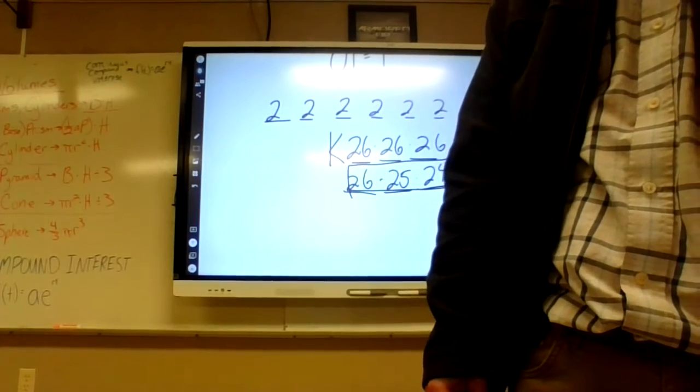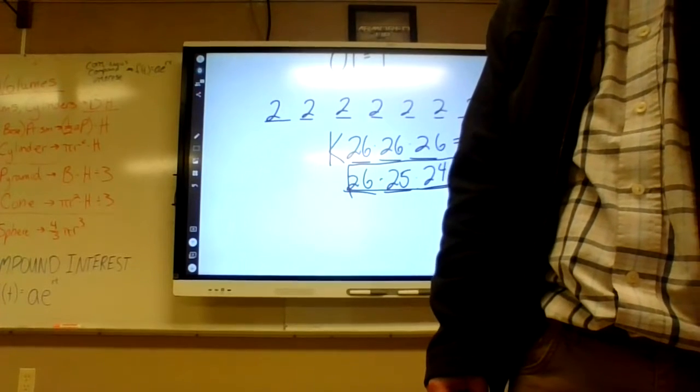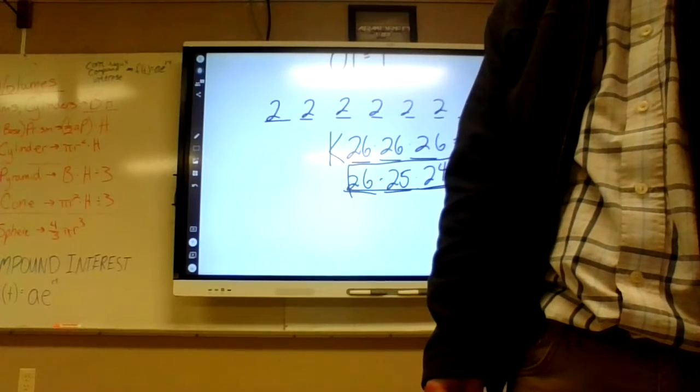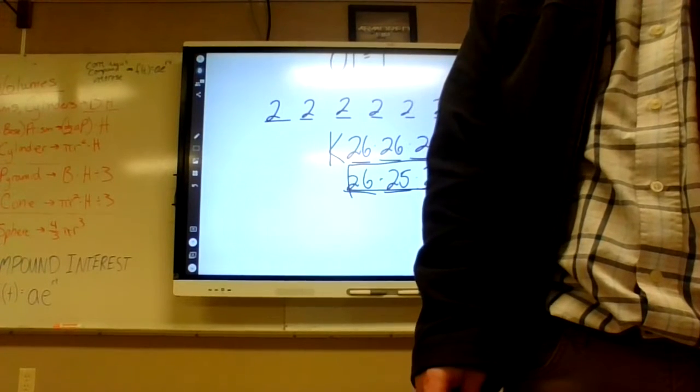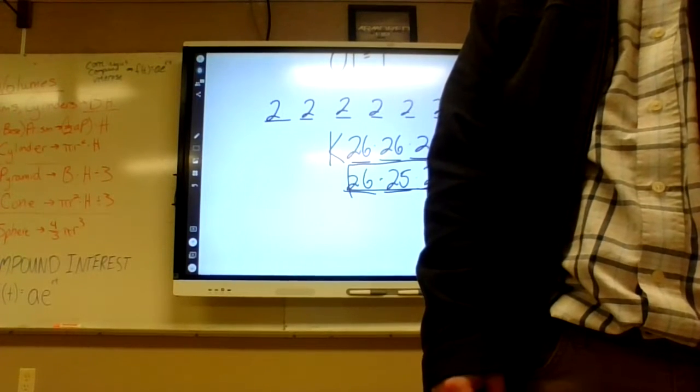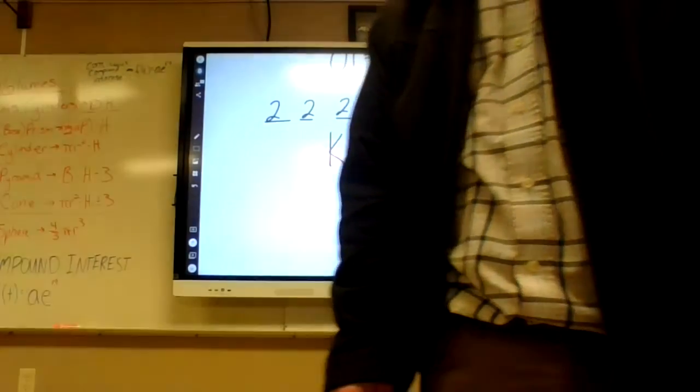Anyways, number 6 is 400. Okay, number 9. In how many ways can 4 people be seated in a row of 12 chairs? A lot.